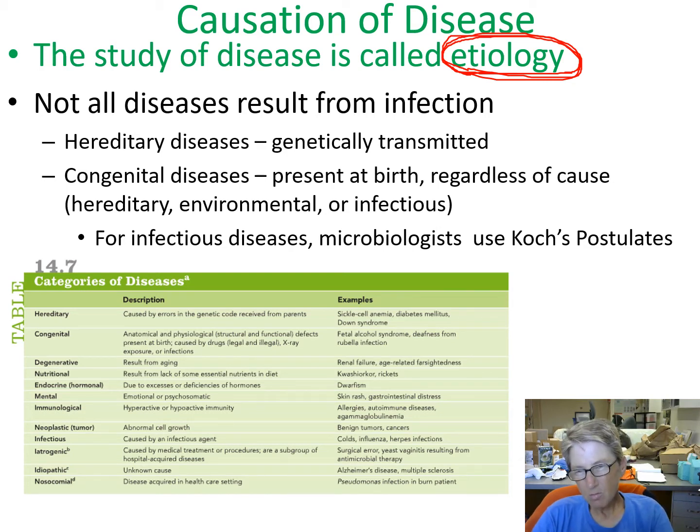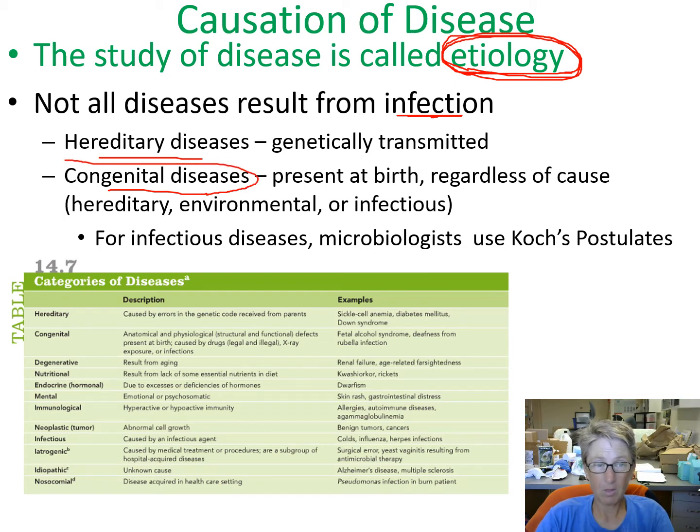Not every disease results from an infection, as you know. You could have a hereditary disease that's genetically transmitted. Congenital diseases are present at birth, so they could be hereditary. They could be environmental, or they could be an infectious disease. So if somebody has a congenital disease, I think a lot of people just automatically think that's inherited, but it could be, but it could also be environmental or infectious.